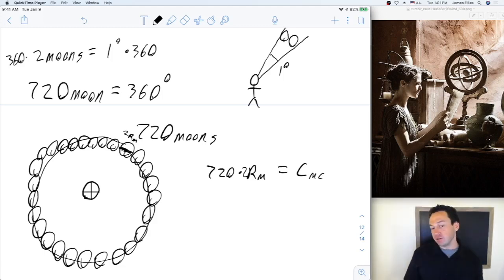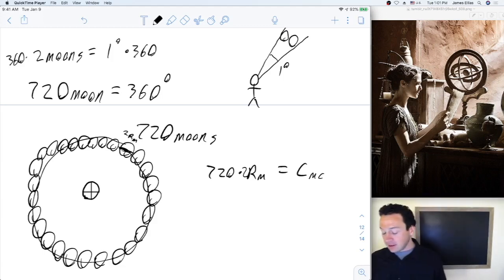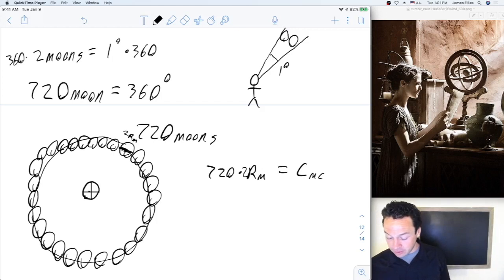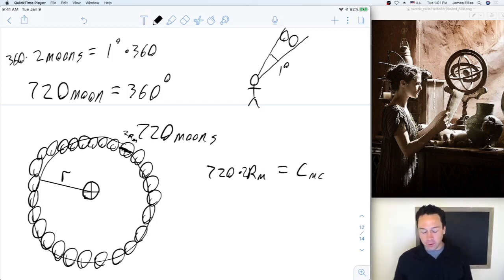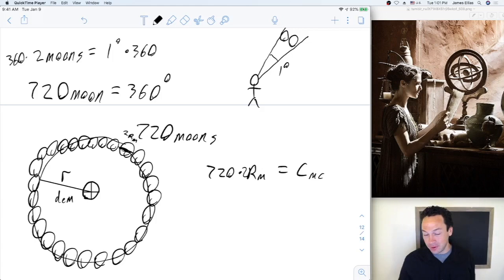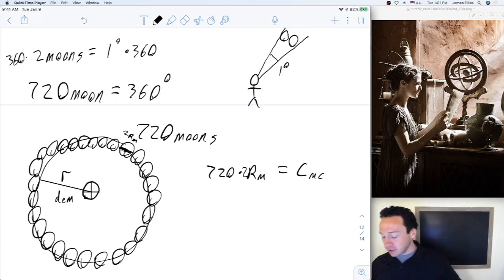That's the circumference of the moon circle, okay? Now, what he's going to do is realize that the circumference of the moon circle is related to the radius of the moon circle. Here's the radius of the moon circle, right? Well, the radius of the moon circle is just DEM. It's the distance between the Earth and the moon. So he can actually solve for the distance between the Earth and the moon using this moon circle idea.